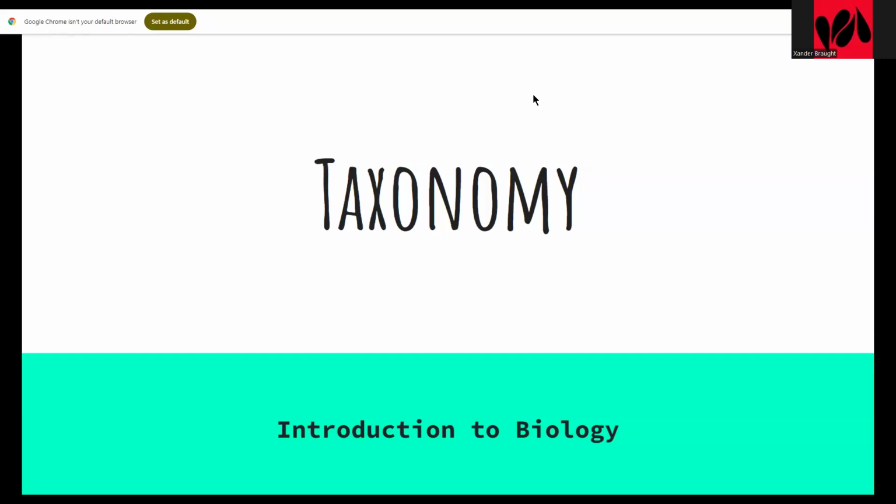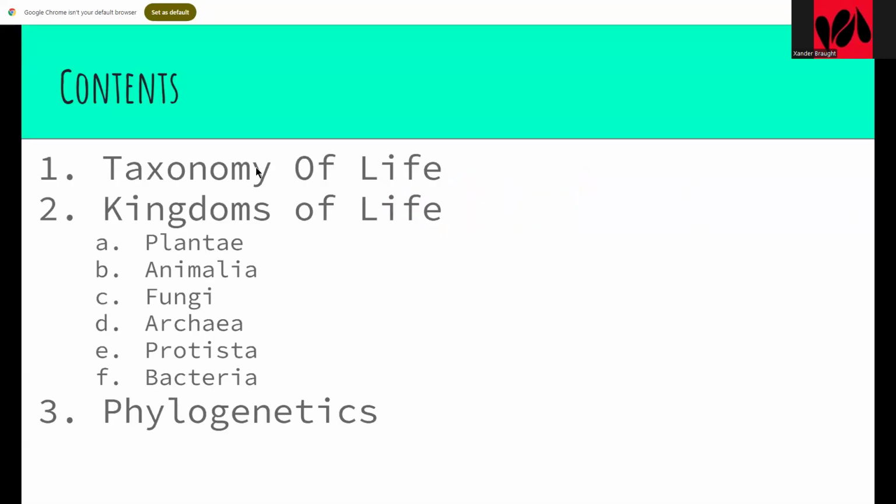This one is taxonomy, so I'm not a huge fan of this one, but this one is mostly the classification of species, animals, plants, fungus, bacteria, etc. So let's get right into it. We have the taxonomy of life, and I already just described it. It's just naming different species as well as the kingdoms of life, what each of these kingdoms are, and phylogenetics.